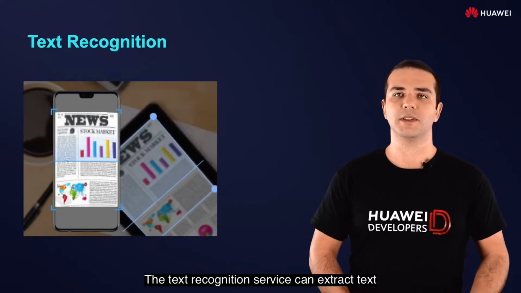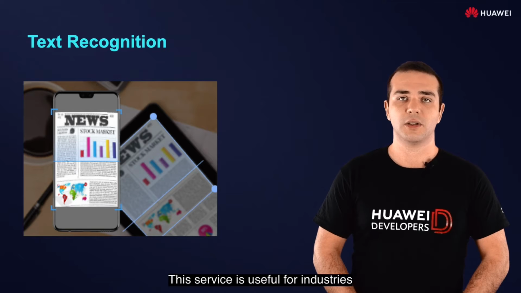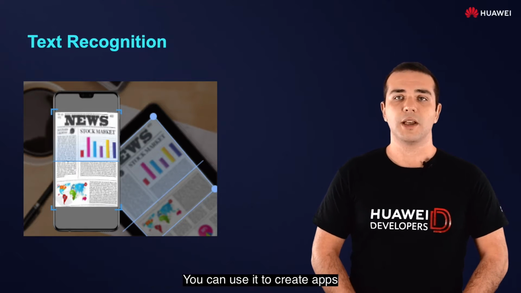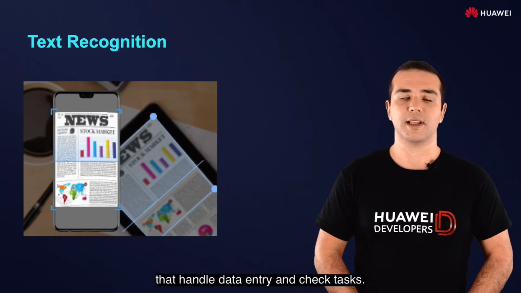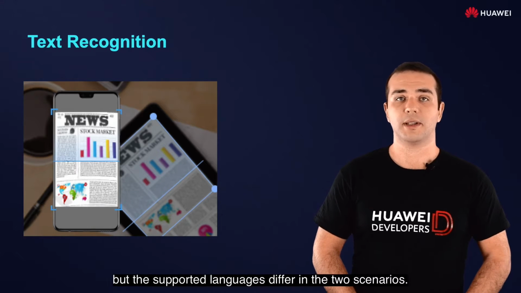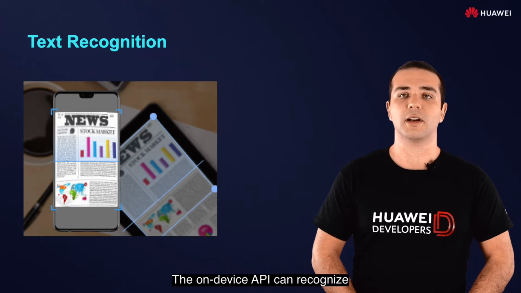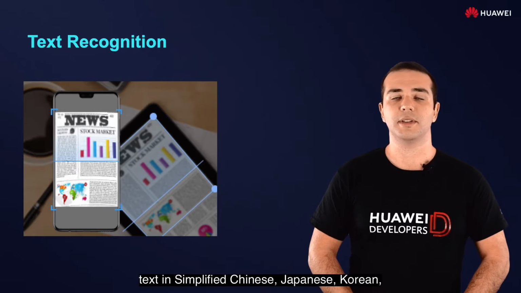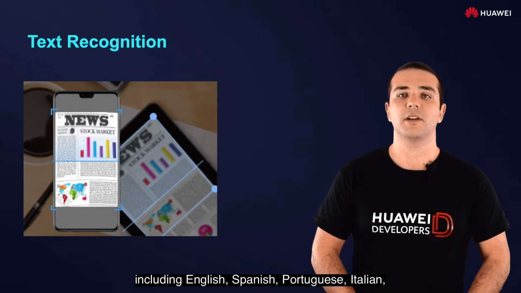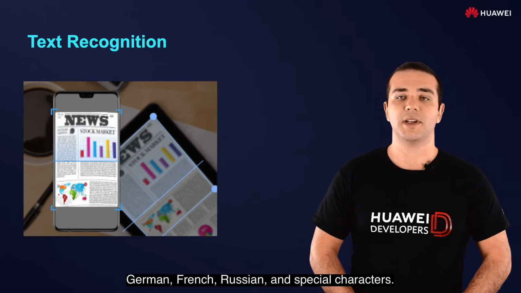The text recognition service can extract text from images of receipts, business cards, and documents. This service is useful for industries such as printing, education, and logistics. You can use it to create apps that handle data entry and check tasks. This service can run on the cloud or device, but the supported languages differ in two scenarios. The on-device API can recognize text in simplified Chinese, Japanese, Korean, and Latin-based languages, including English, Spanish, Portuguese, Italian, German, French, Russian, and special characters.